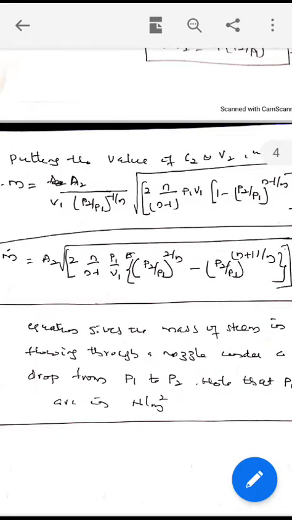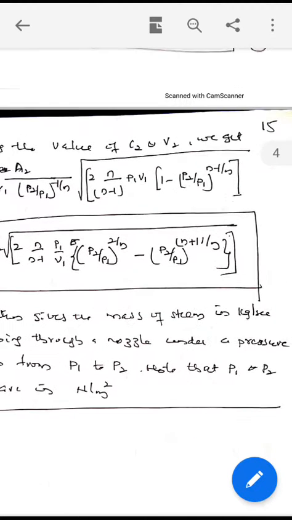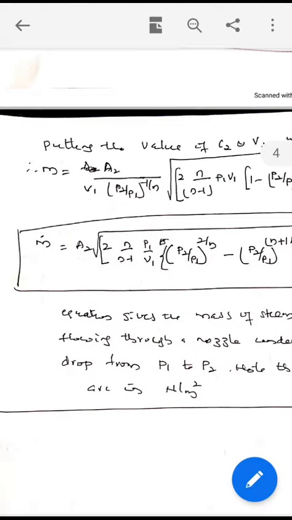root of 2n by n minus 1, P1 by V1, root of (P2 by P1) raised to 2 by n minus (P2 by P1) raised to n plus 1 by n. This gives the expression for the mass flow rate through the nozzle.